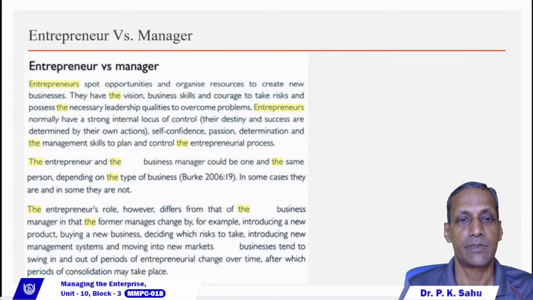The entrepreneur and the business manager could be one and the same person depending on the type of business. In some cases they are, and in some they are not. The entrepreneur's role, however, differs from that of the business manager in that the former manages change by, for example, introducing a new product, buying a new business, deciding which risks to take, introducing new management systems, and moving into new markets. Businesses tend to swing in and out of periods of entrepreneurial change over time, after which periods of consolidation may take place.